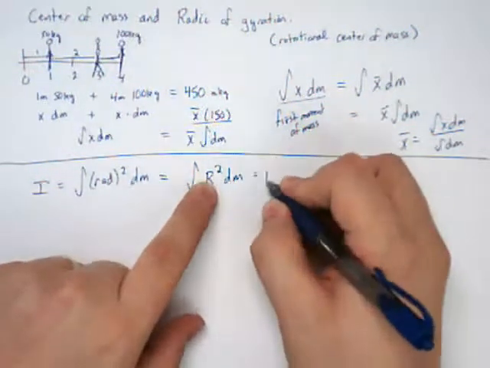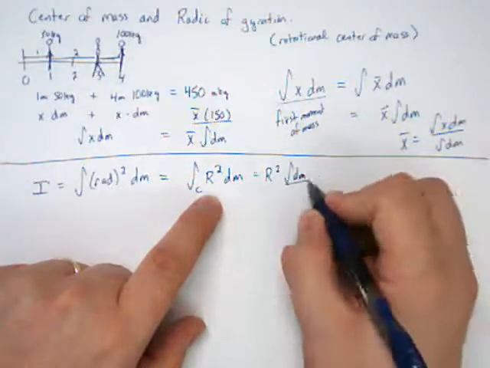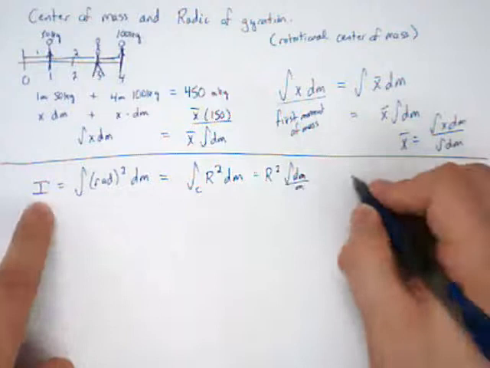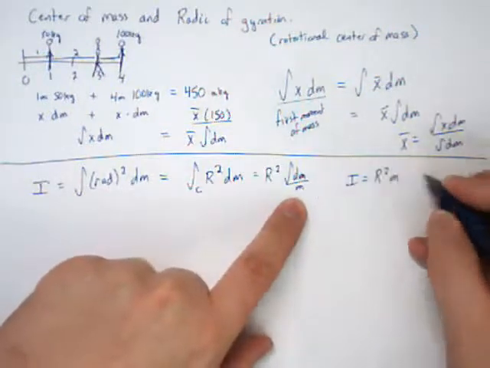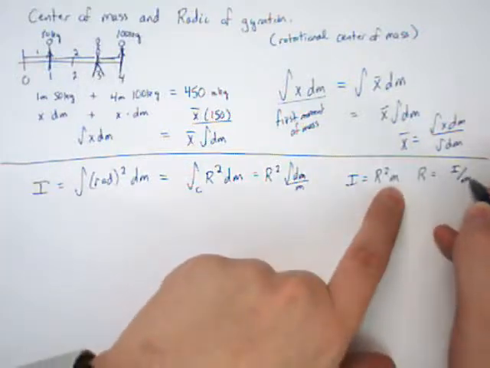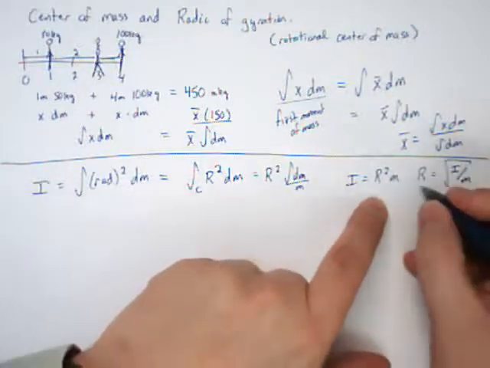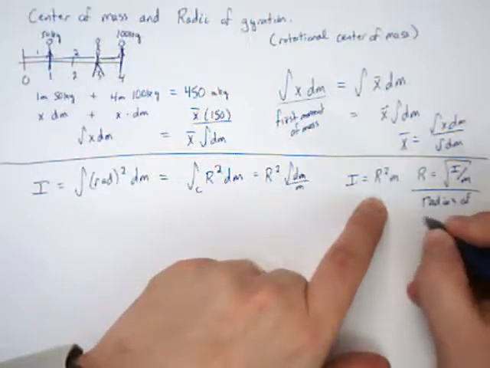Well, that's a constant, so we'll pull it out. And then I'm adding up little bits of mass. Well, this is just a mass. So I really have the equation I equals R squared m. I can solve for R, which is just I divided by m, and then take a square root. This is called a radius of gyration.